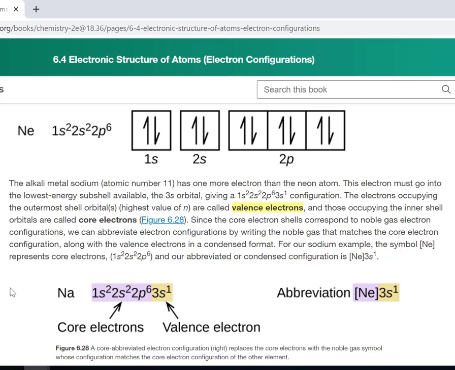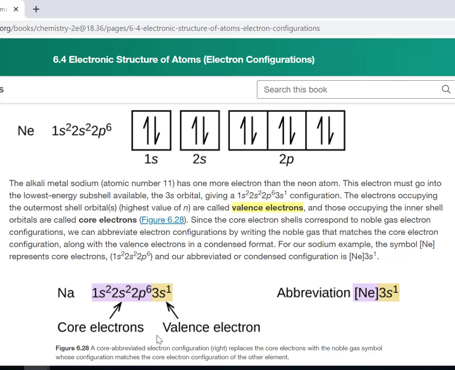So there's an example here with sodium. We're showing the electron configuration for sodium, and we notice there is a 1, a 2, a 2, and a 3 for the principal quantum number. So the valence electrons are the ones that have a principal quantum number of 3. Those are the 3s electrons, and there's one 3s electron. The rest of those are all core electrons. They have a lower principal quantum number than 3.